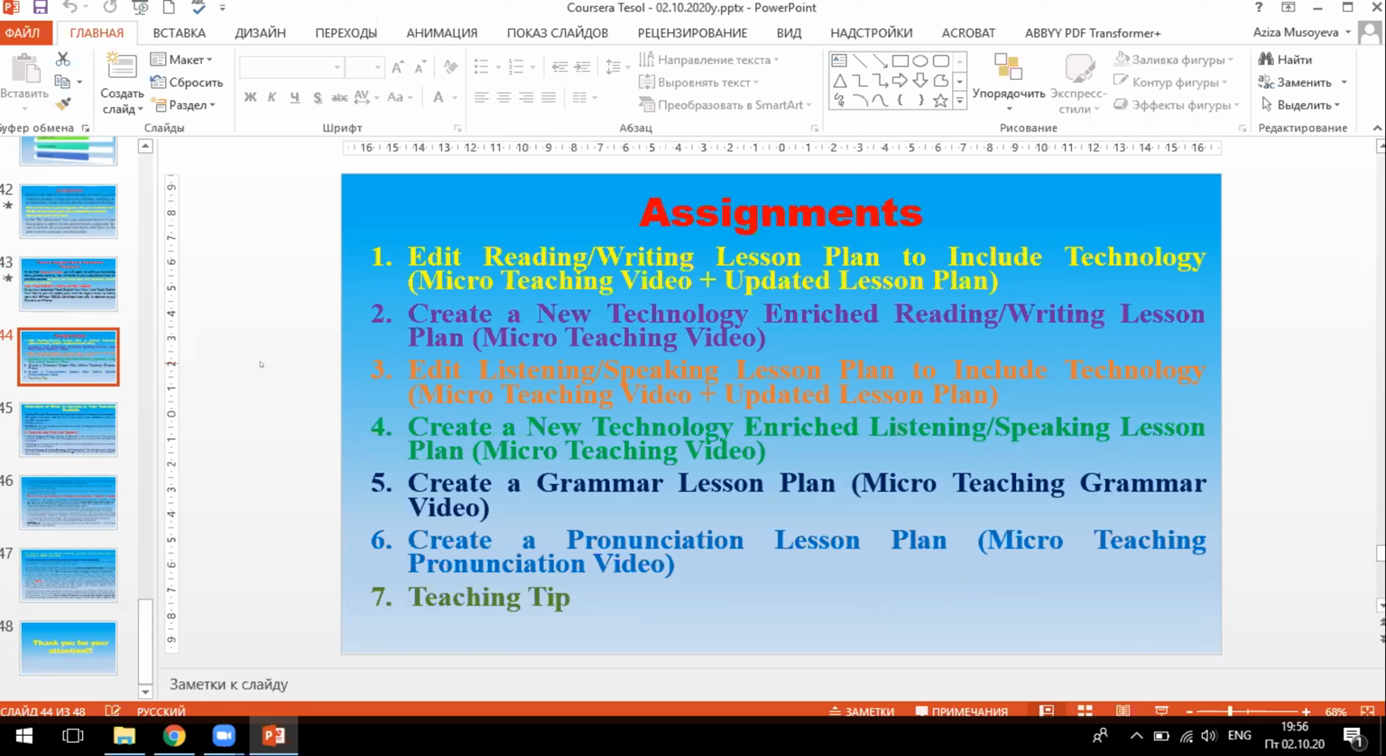And the second one, they ask you to create a new technology enriched reading writing lesson plan. So in this part, they ask you for one lesson that is very new, very fresh. Maybe you can do a continuation of your reading. If your reading is bigger, then on the second day you can use the new reading with new technology. And you will create one more lesson plan here.